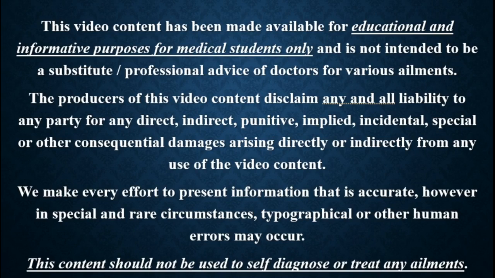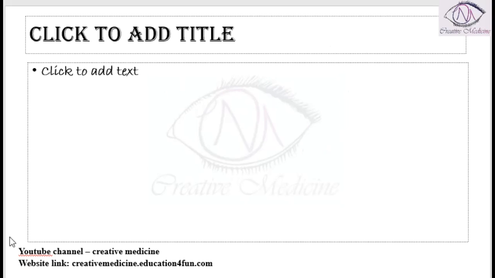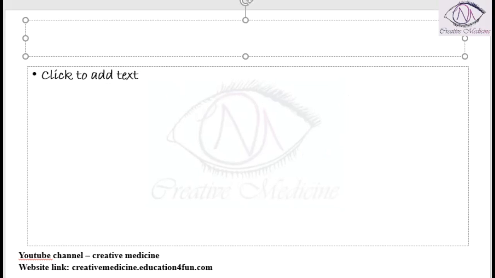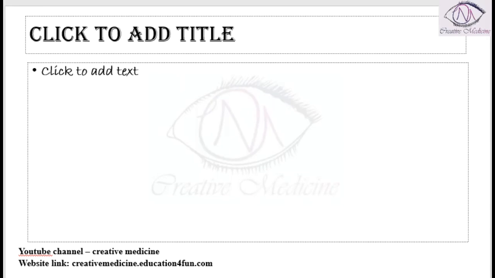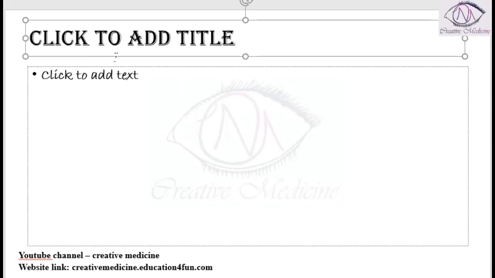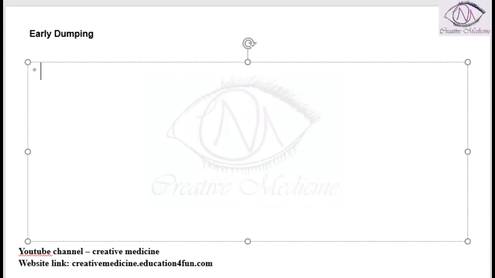In this lecture, we will learn about types of dumping syndrome. Dumping syndrome can be divided into two types. We have early dumping syndrome and then we have late dumping syndrome. Okay, so we should learn both of them in detail. So first, early dumping syndrome. In this class, late dumping syndrome in the next class.